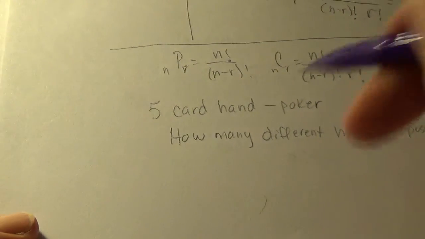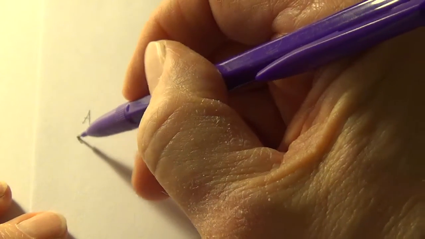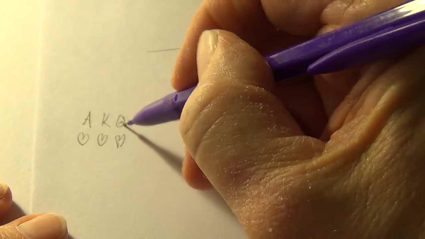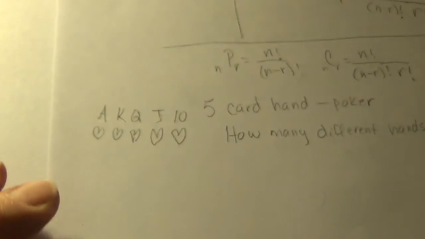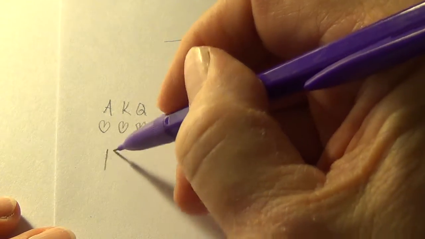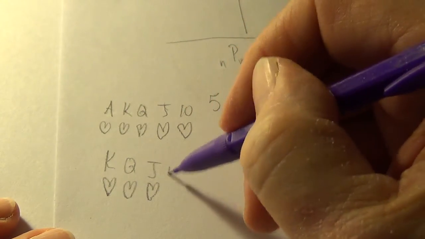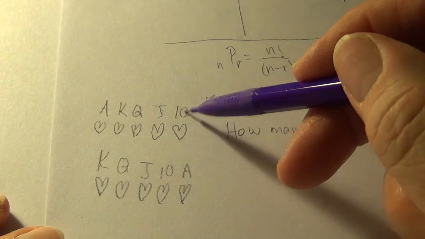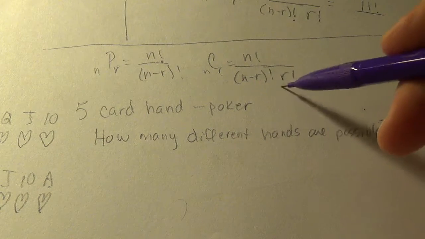Alright, so to think this through, whether it's a combination or a permutation, I just think of one hand. Suppose I have an ace of hearts, a king of hearts, queen of hearts, a jack of hearts, and a 10 of hearts. Would that be a good hand? I don't know much about poker. Would that be counted differently than if I had a king of hearts, a queen of hearts, a jack of hearts, a 10 of hearts, and an ace of hearts? So this is a different order, but is not this the same exact hand as this one? So order doesn't matter with playing cards. So we are looking at a combination.